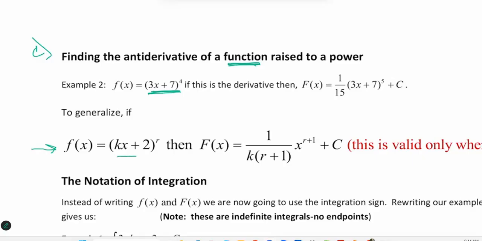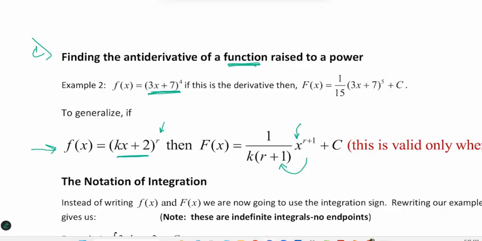If you have some function raised to a power, and that's your derivative, to get the antiderivative, look what's going to happen. You are going to take this function, and you're going to raise it to the r plus 1. This r plus 1 still goes down. Remember when we took the derivative with the chain rule, we multiplied by that derivative of the inside function. We're going to multiply it again, but we're going to do that down in the denominator. All right, so let's see if we can make sense of this.